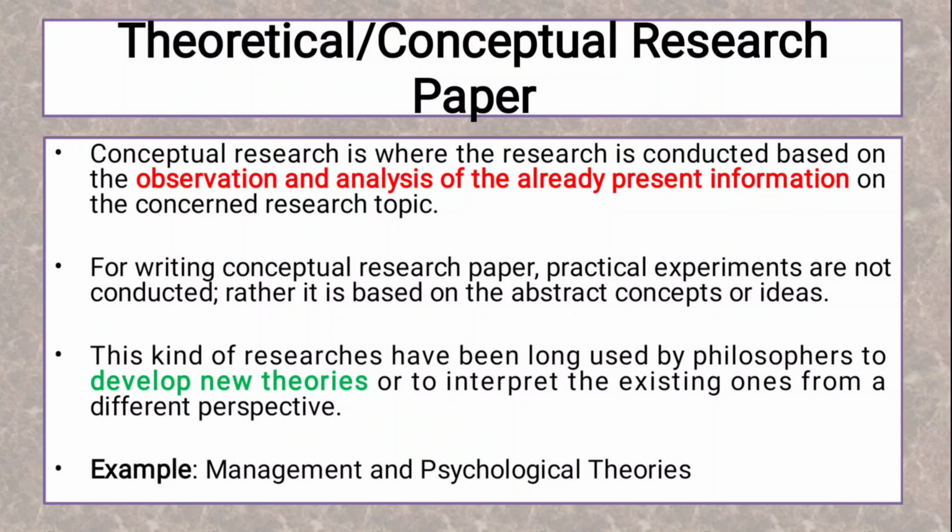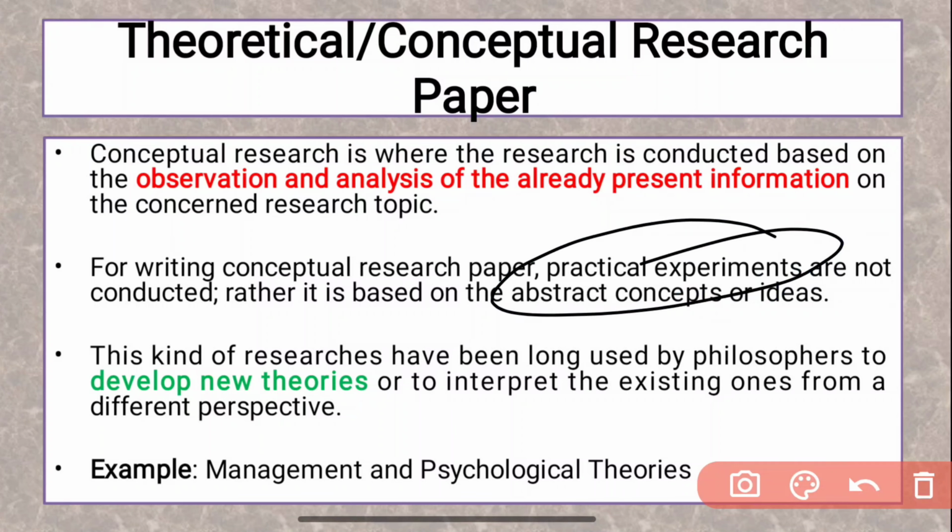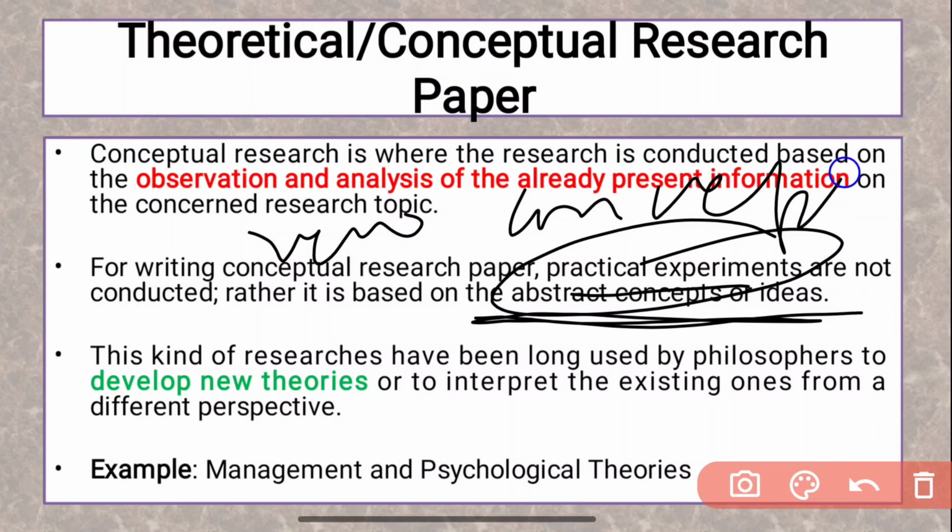So the very first kind of paper is a theoretical or the conceptual research paper. Okay, so this paper is not a typical kind of paper where we conduct an experiment, a practical experiment, and then we write a paper, right? Rather it is based on abstract concepts or ideas. You try to develop new concepts or theories, right, that is based on observation and analysis of already presented information or any conducted research, right?